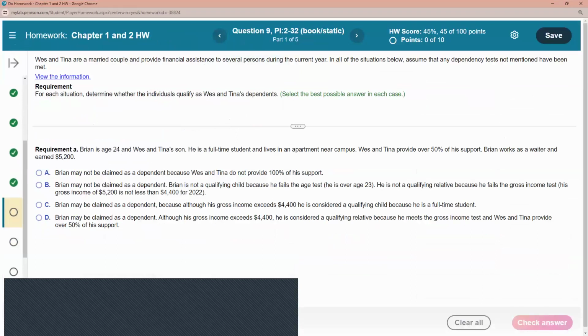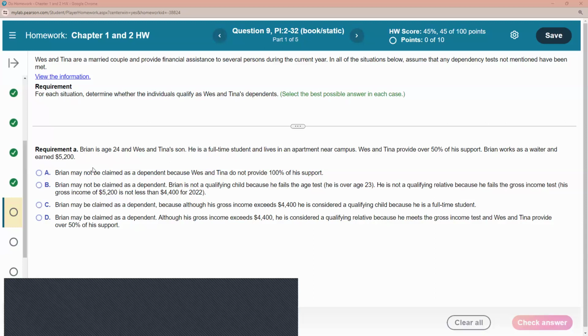So this brings us to our next question. So this question is essentially dealing with dependents, right? Very, very important to be able to clearly distinguish between who is a dependent and who is not. So it says, for each situation, determine whether the individuals qualify as Wes and Tina's dependents. Wes and Tina are a married couple and provide financial assistance to several persons during the current year. In all of the situations below, assume that any dependency tests not mentioned have been met.